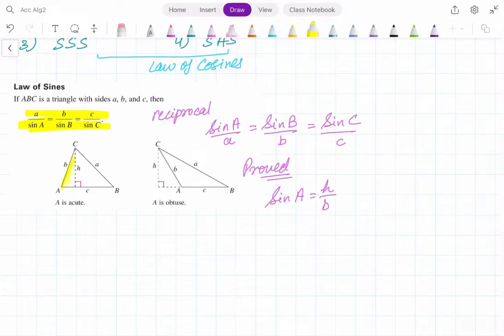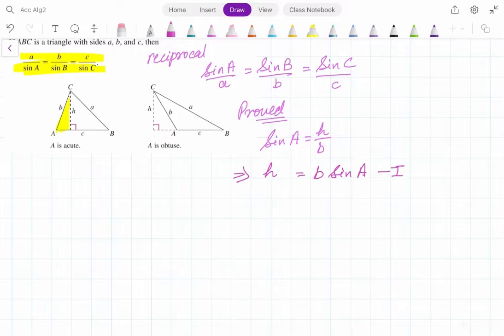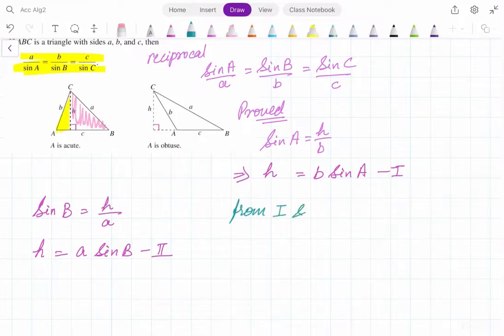We know sine is nothing but the opposite over hypotenuse. So if we consider the highlighted triangle, we know sine A is height over B, that means h over B, as per the notations. From that I can say h is equal to B sine A. Similarly, if I say sine B, that means the triangle that is shaded with pink, I can get another equation, h is equal to A sine B. From equation 1 and 2, I can put these two equations equal to each other. B sine A is equal to A sine B.